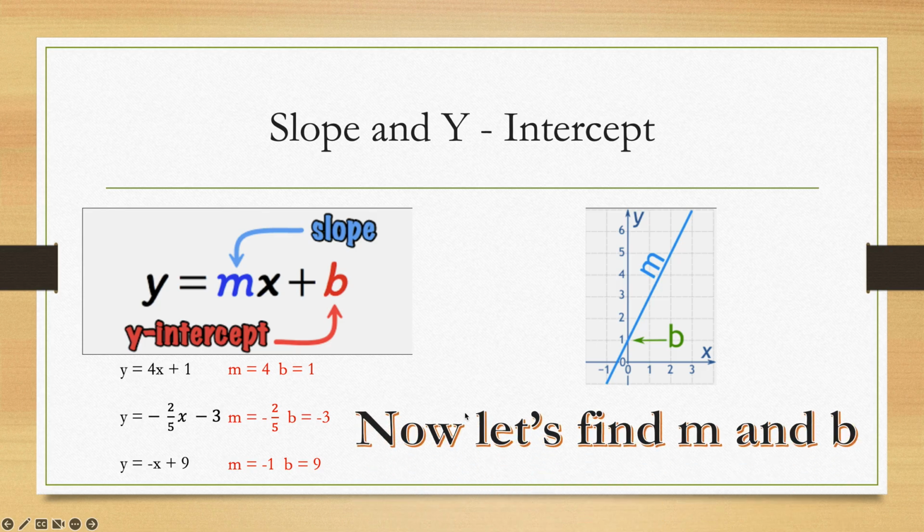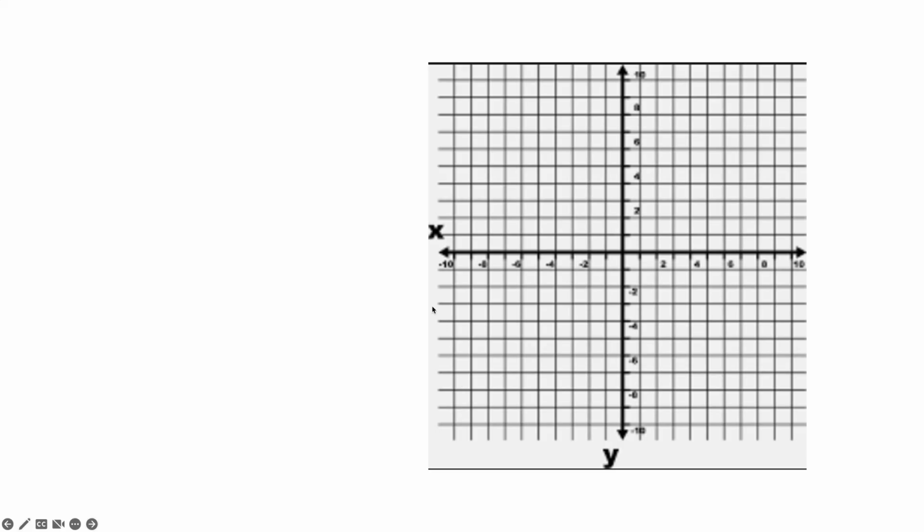Now let's find m and b. So this time, the first thing I'd like you to do is graph this equation. And I want to call to your attention the fact that this does not say y equals. So the slope is not -6 and the y-intercept is not +6. This says 3y equals. And you must get this into the form that says y equals. Go ahead.